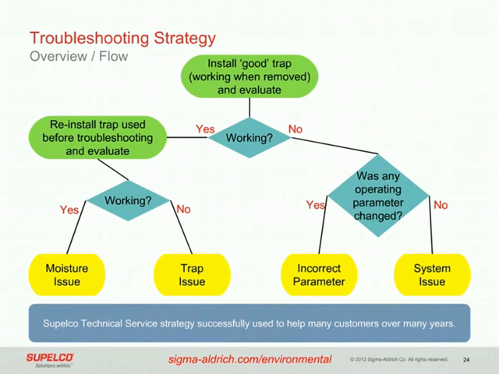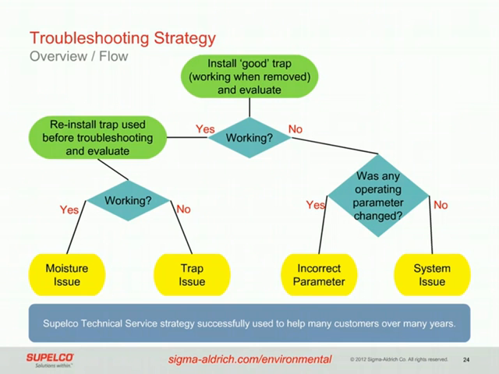And so we'll go to the left. Yes, the system is now working. The next step is now to take what we call that good trap out and reinstall the trap that you had just taken out at the beginning of troubleshooting. So the trap that wasn't working a few minutes ago. So we're going to reinstall that trap, and we're going to evaluate the system again with a standard. And then we're going to evaluate, is it working? If it's working now, it's probably a moisture issue. In the next slide, we'll talk about what the moisture issue is. If it's not working now, it probably was a bad trap.